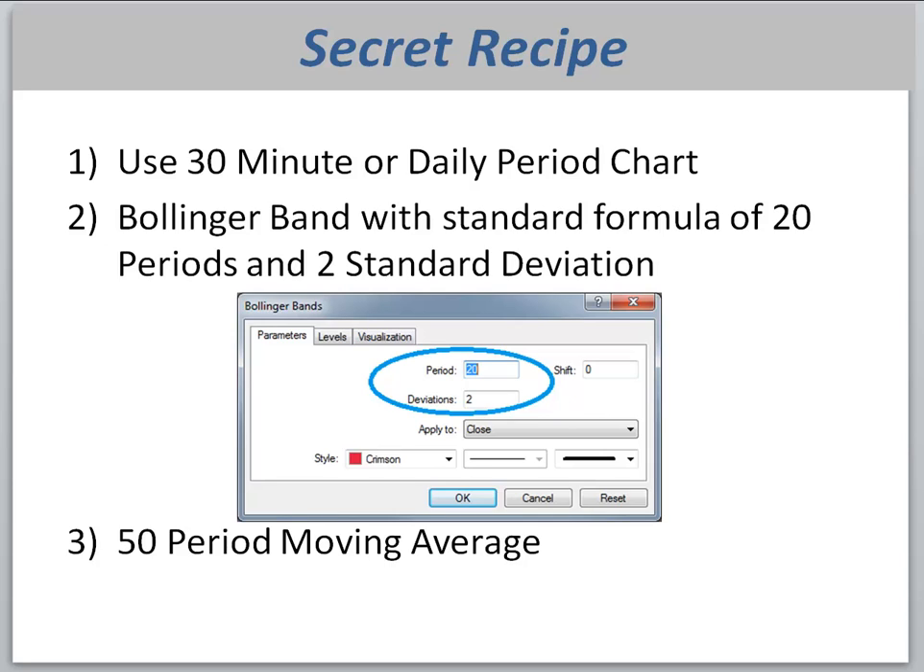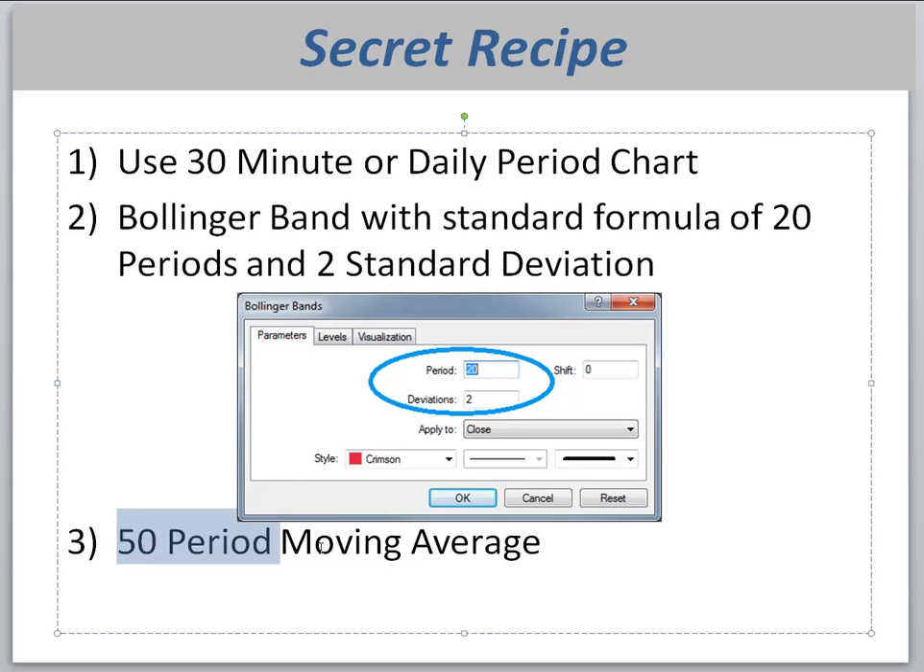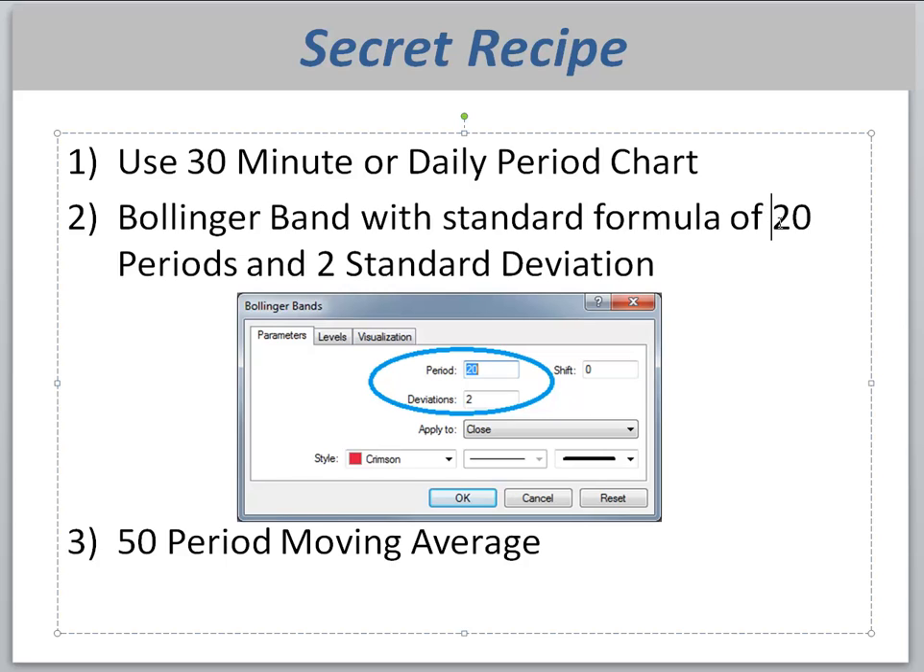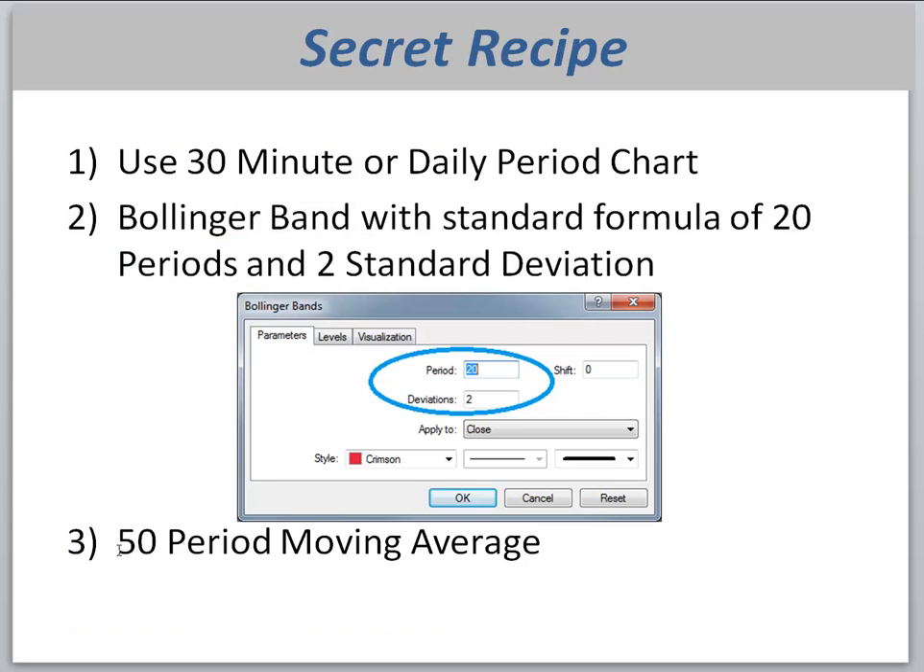We're also going to use a Bollinger Band with the standard formula that I told you before. If you're using the MetaTrader platform, when you're adding Bollinger Bands, the window will look something like this. You just have to have the period of 20 and the deviations of 2, and then you're good to go. You can add in those Bollinger Bands. Then when you add your moving average, we're going to use a 50-period moving average. So we have our 20 period, which is our shorter-term moving average, and our longer-term moving average is going to be 50.